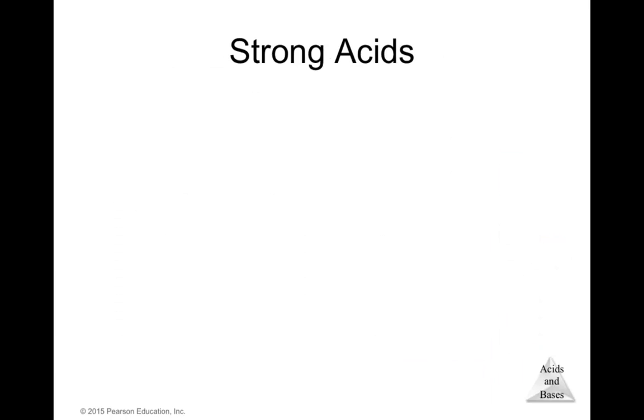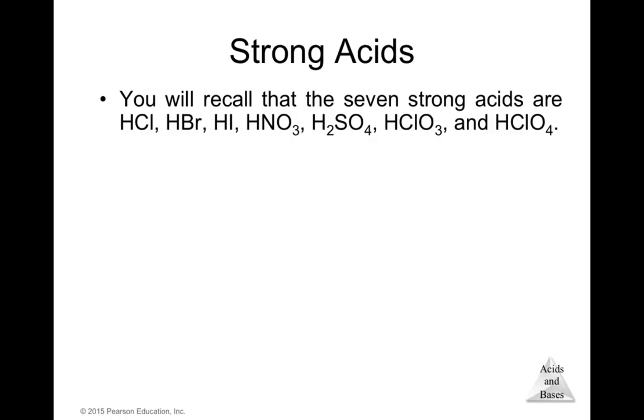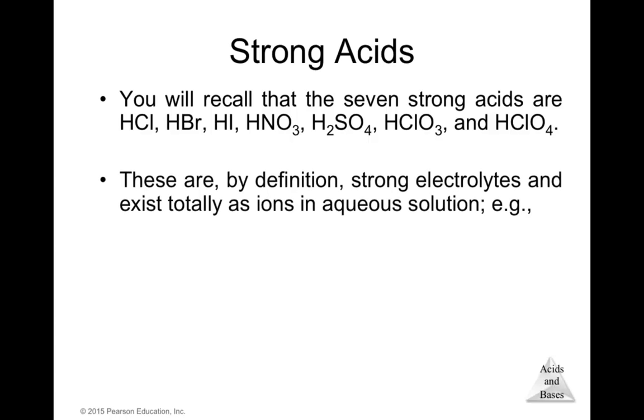Now let's talk about strong acids. You will recall that the 7 strong acids are HCl, HBr, HI, HNO3, H2SO4, HClO3, and HClO4. These are by definition strong electrolytes and exist totally as ions in aqueous solution. So when you add this to water, what you're going to have in that vial is H3O+ and the anion of the acid. You're not going to have HA in that solution.